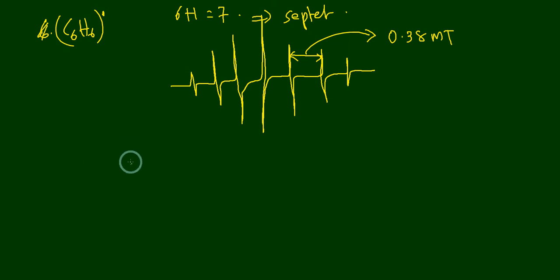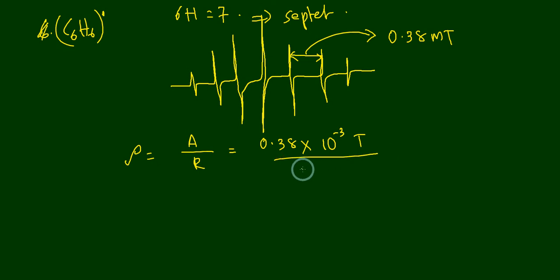So the electron density at the hydrogen, rho, is equal to A divided by R. A is the coupling constant. Here the coupling constant is 0.38 millitesla, that is 0.38 into 10 raised to minus 3 Tesla, divided by R. R is the intrinsic coupling for the unit density for the hydrogen atom, and that is equal to 0.05 Tesla. If you calculate this, it is equal to 7.6 into 10 raised to minus 3. Okay, it has no unit, Tesla and Tesla will be cancelled.